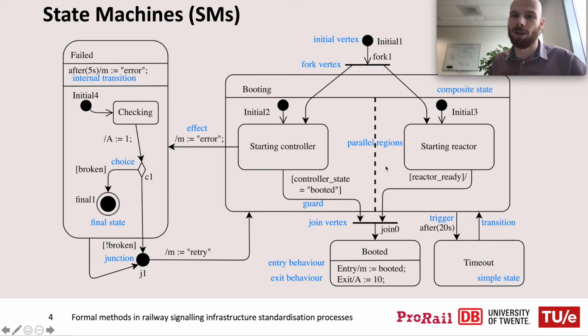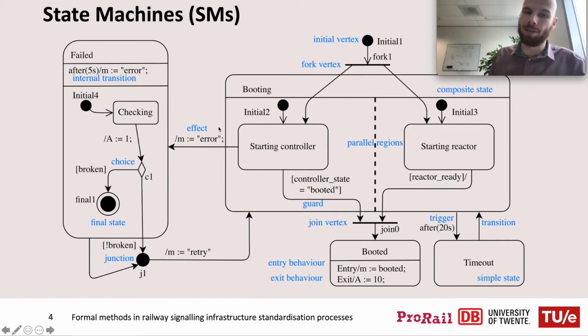States like this initial state and forks and starting controller are all states that the system can be in. As you can see, these states can be nested and can have parallel regions. So the composite state booting can be simultaneously in the state starting controller and starting reactor. We have transitions between these states, and transitions may have a guard. For example, we have a guard here, controller state is equal to booted. The transition is only fired when the guard is true.